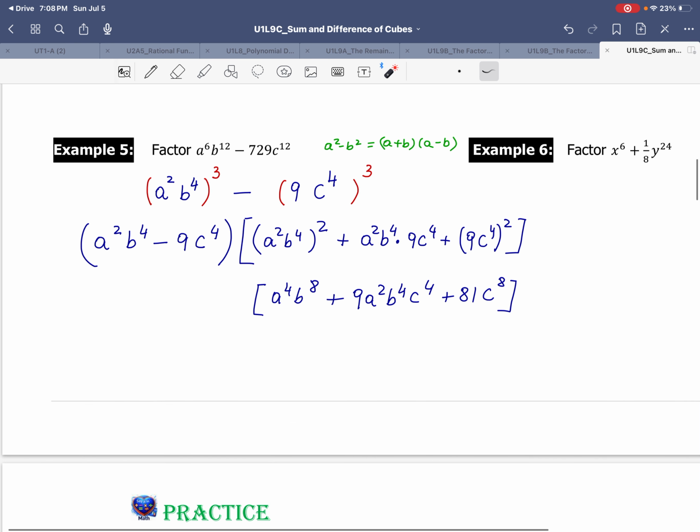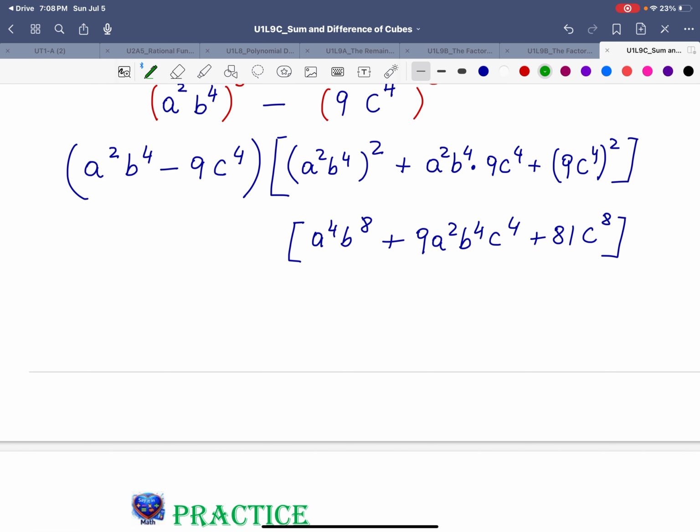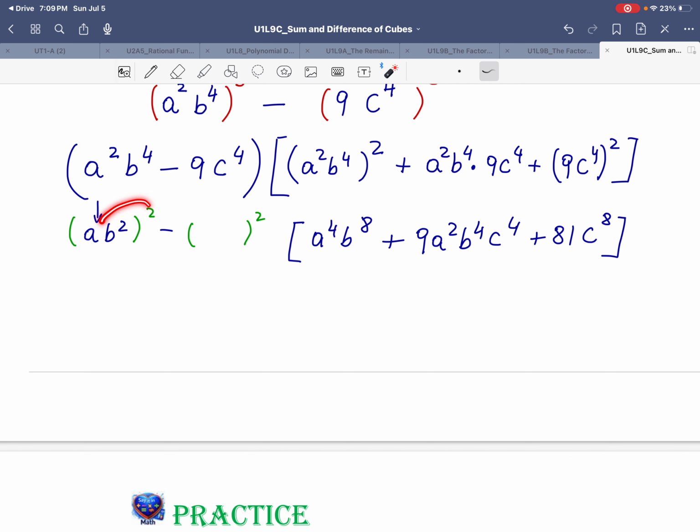Now, let's finish this up. So we are going to first identify what we have squared here in each term. All right. For the first one, a squared b4, that means that we have ab squared. So remember, a squared b4. 9c4, we have 3c squared. So 3 squared is 9. C squared to power 2 is C4.